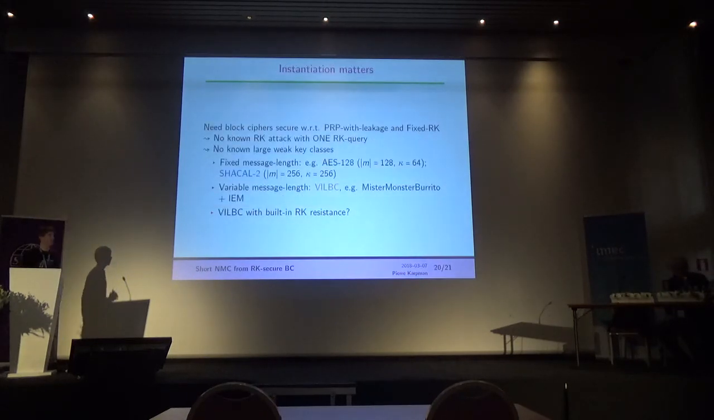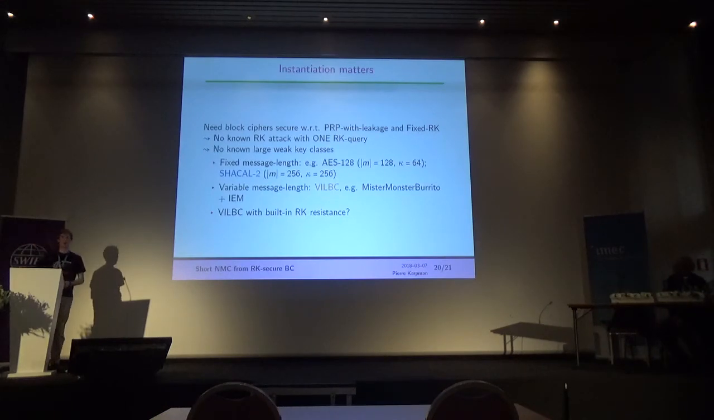So just to finish, I mentioned a few instantiation issues. If you want to actually implement this, what do you need? Well, you need a block cipher with some related key security, and a PRP with leakage security. On the related key side, there are not so many restrictions, but if you look at the details, you see that you can only use one related key query. Anyway, the short message is that, for instance, AES-128 probably works well, but then you just get 64 bits of security. If that's not enough, probably not, then you can go to Shacal-2. Then you get 256 bits of security for 256-bit messages.